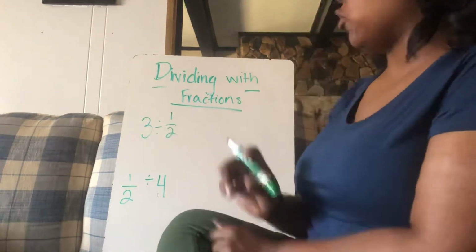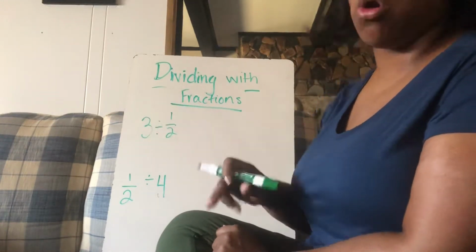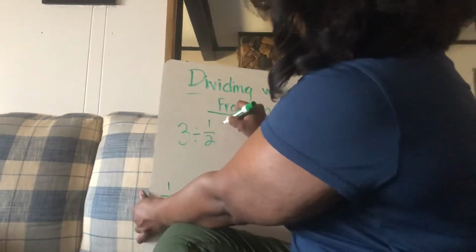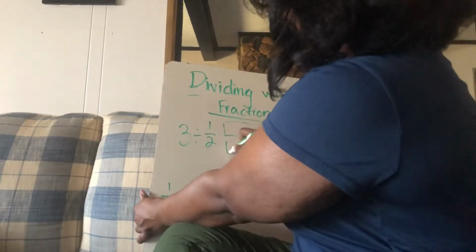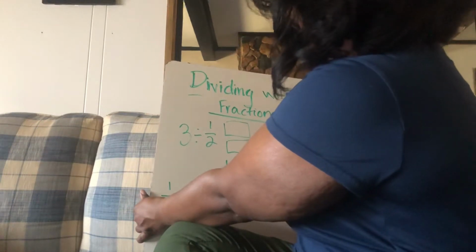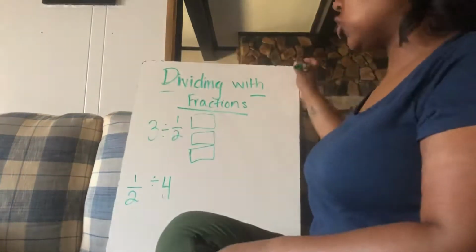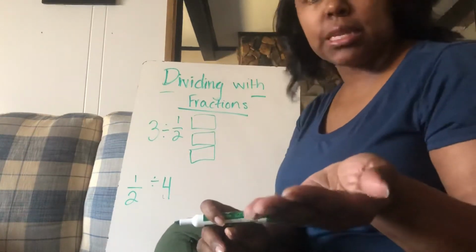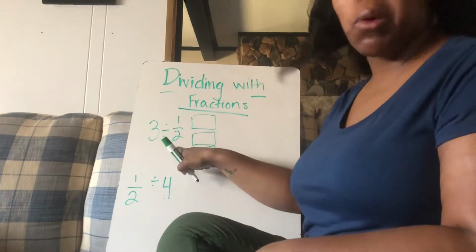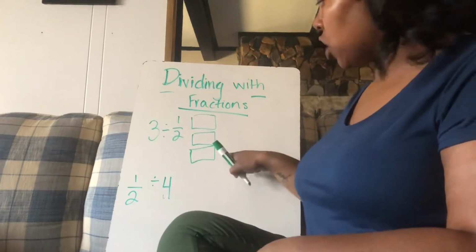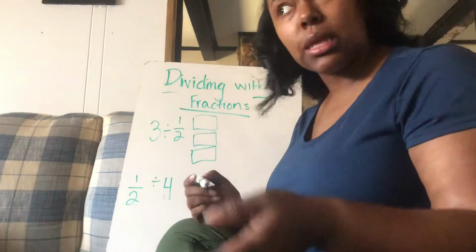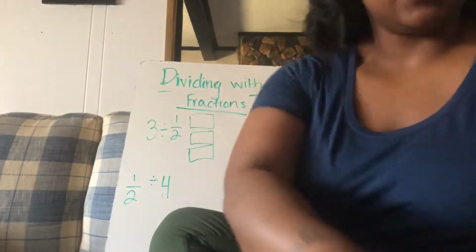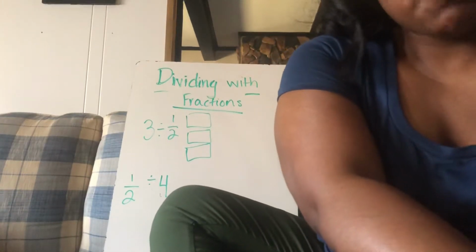So, think if you have 3 wholes, right? 3 chocolate bars. So I'm going to draw my 3 chocolate bars. 1, 2, 3. There's my 3 chocolate bars. And think of division as cutting something into pieces, right? Well, 3 divided by 1/2, that means I'm going to take these 3 chocolate bars and I'm going to cut them into half-size pieces, right? So, I get another color, and that would look something like this.